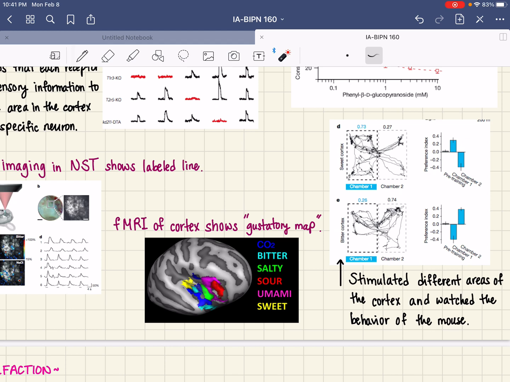And then when they stimulated the bitter cortex, the bitter area of the taste cortex in chamber 1, you see how the mouse no longer was staying in this chamber and it started moving and hanging around more in here. So that means that the mouse didn't like the bitter taste that it was being stimulated for. Okay, and so this study yet again confirmed that there are different areas of the brain that respond to different tastes, for example, sweet and bitter.